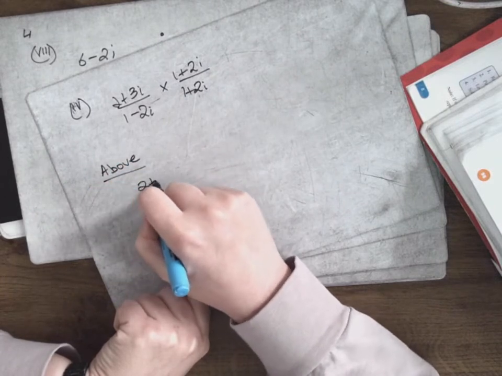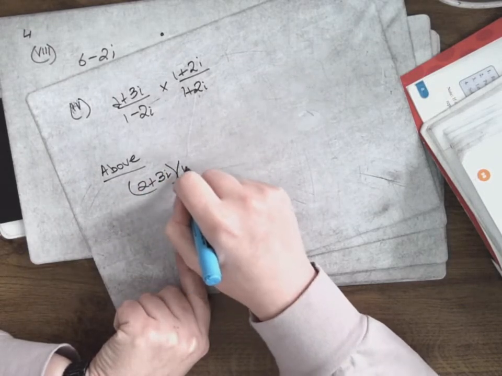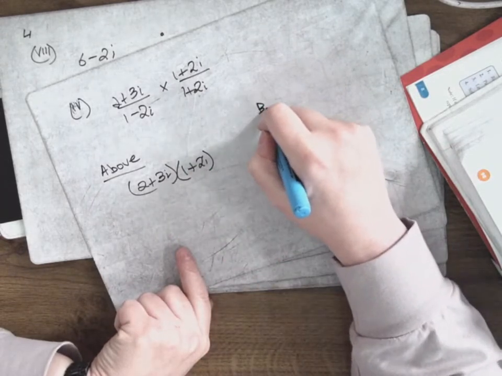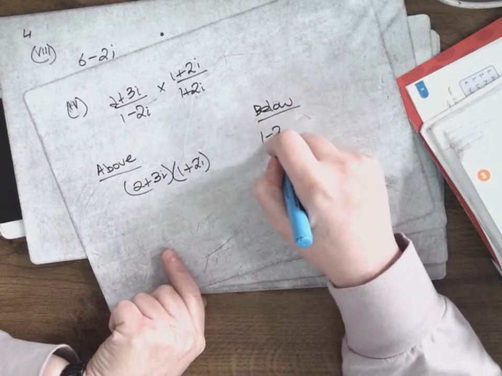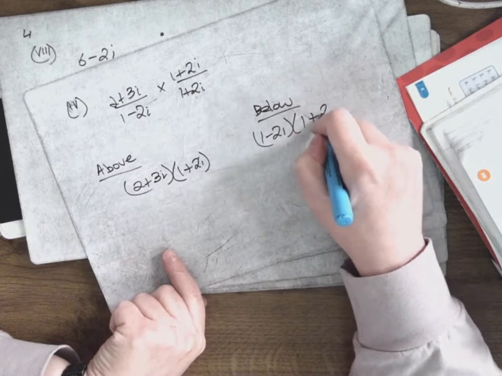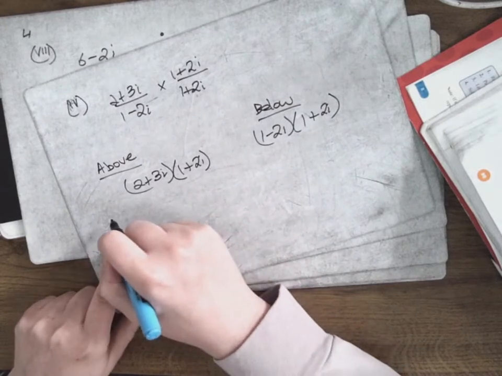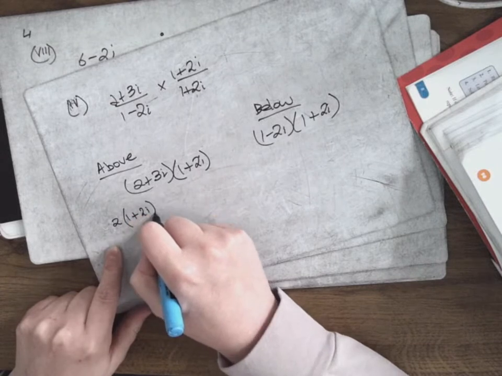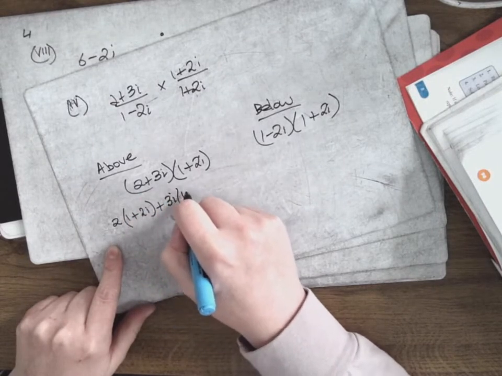2 plus 3i multiplied by 1 plus 2i. We'll get to that in a sec. Below the line, I want to multiply 1 minus 2i multiplied by 1 plus 2i. Okay? So you split up the first bracket, write the second bracket down twice. So that's 2 times 1 plus 2i. Then the rest of the first bracket is plus 3i times 1 plus 2i.